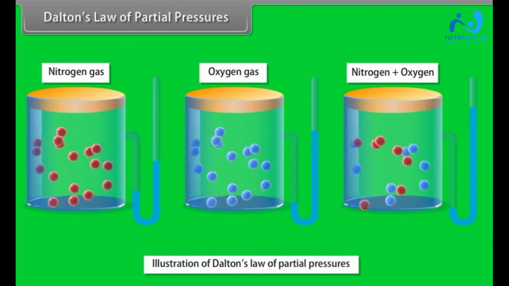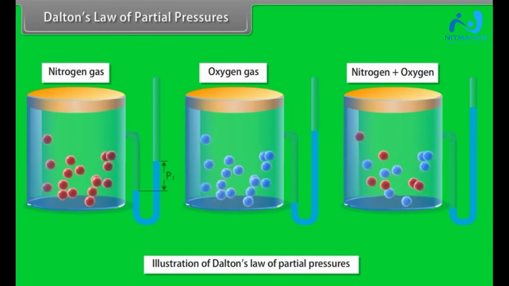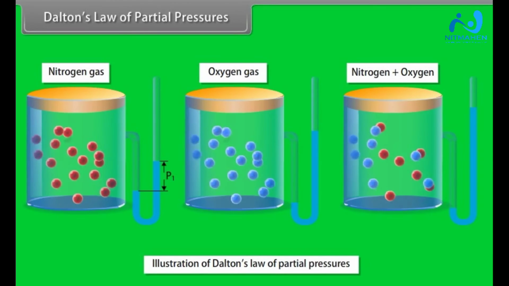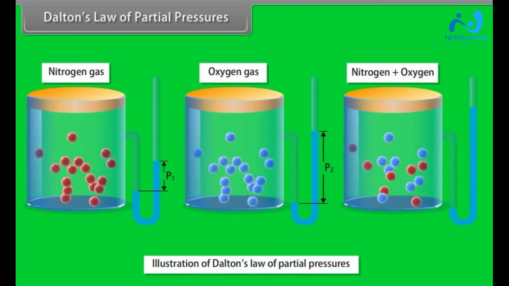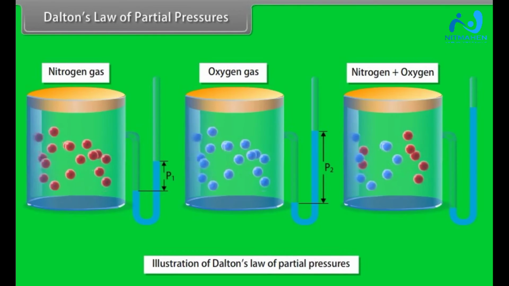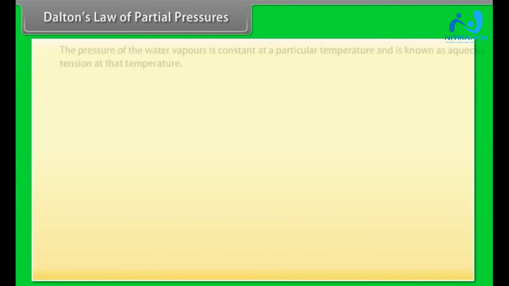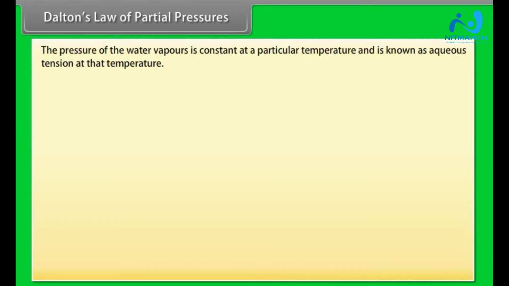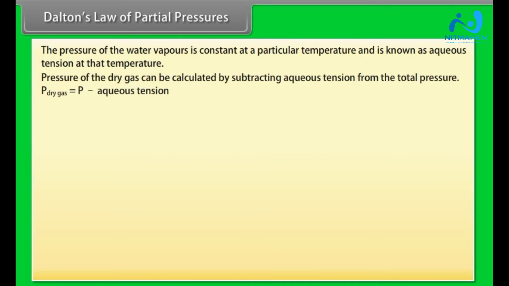Now, if the manometer attached to the first container shows a pressure P1 and that attached to the second container shows a pressure P2, then the pressure in the third container is P1 plus P2. The pressure of the water vapors is a constant at a particular temperature and is known as aqueous tension at that temperature. The pressure of a dry gas can be calculated by subtracting aqueous tension from the total pressure. P dry gas is equal to P minus aqueous tension.